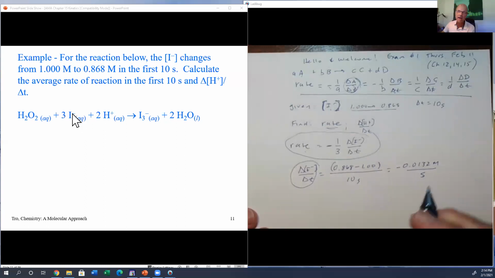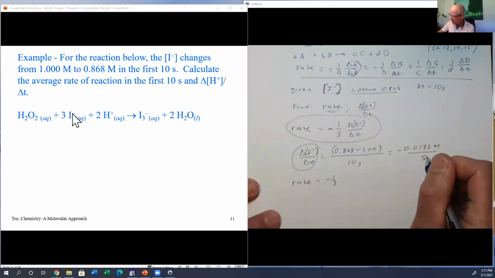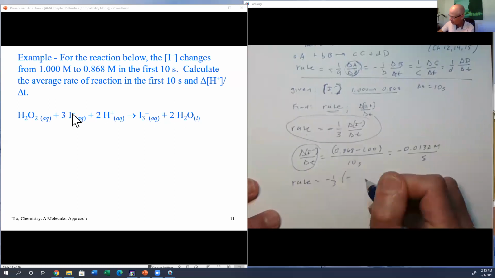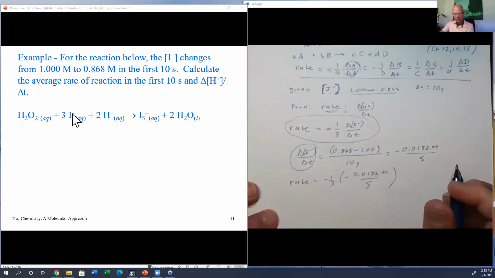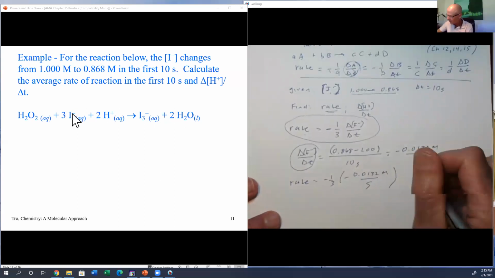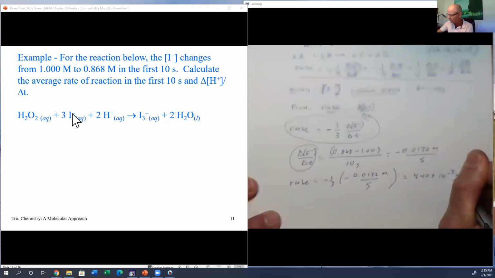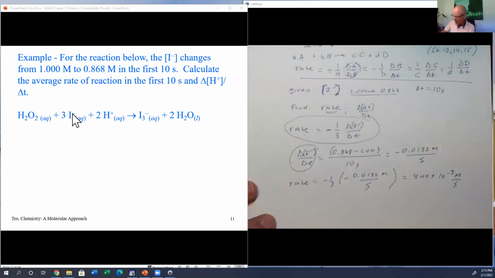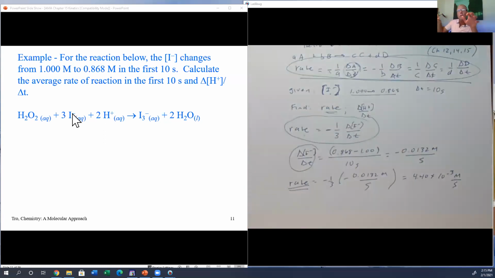It's negative. But now when I apply the definition of rate, I get rate equal to minus 1/3 times this quantity, negative 0.0132 molar per second, and that turns out to be 4.40 times 10 to the minus 3 molar per second. That's the rate of reaction. It's important to distinguish between the rate of reaction, which is given by this definition, and the rate of change of any individual reactant or product. Those are two different things. Are you with me?